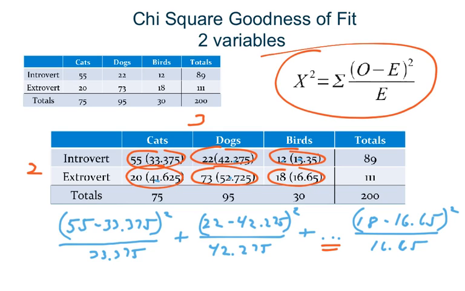And when you do that for all of them, you end up with a total chi-square of, let's see if I can fit it in here, 43.013. So why don't you take a minute and do that for all 6 of those and see if you come up with the same answer that I do.